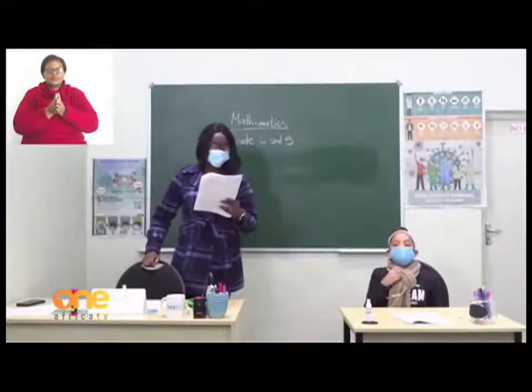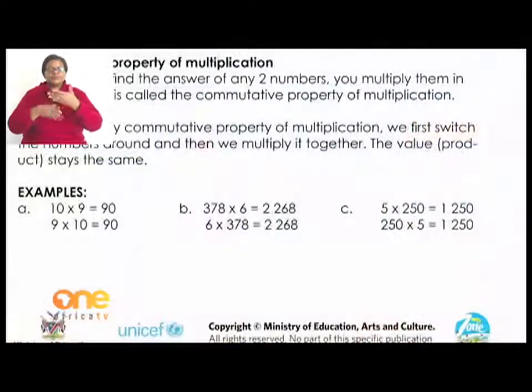Boys and girls, we are still on page 8. Hands on math with commutative property of multiplication. If you want to find the answer of any two numbers, you multiply them in any order. This is what we call the commutative property of multiplication. Meaning, when we apply commutative property of multiplication, we first switch the numbers around and then we multiply them together. But the value or the product stays the same.